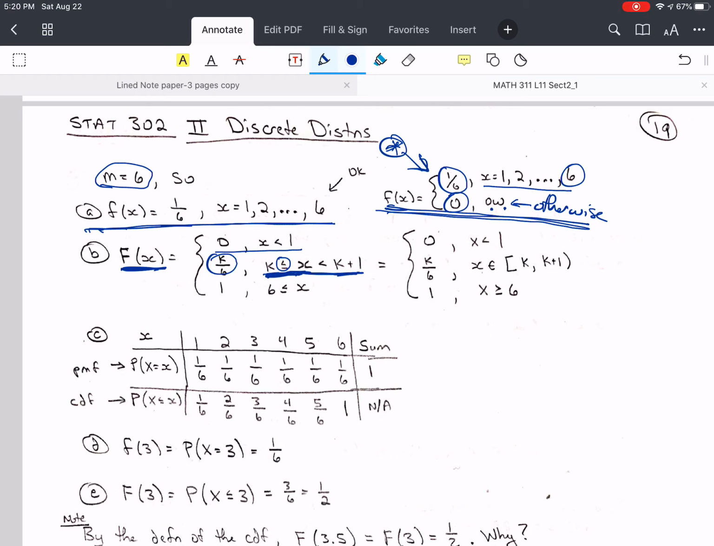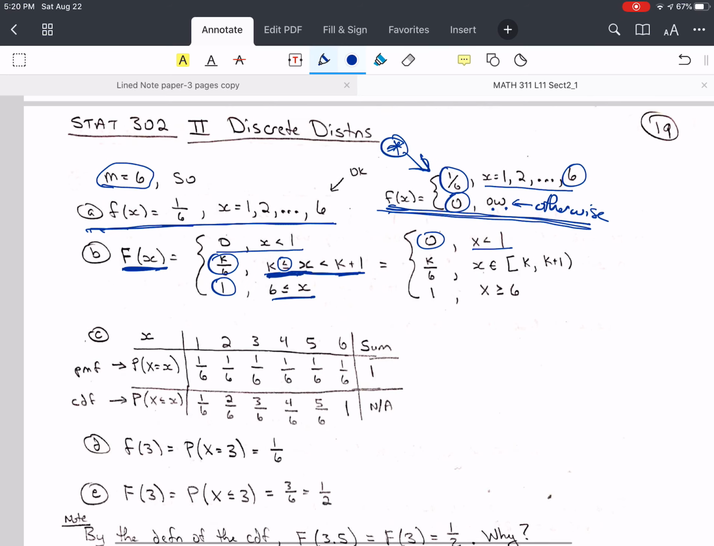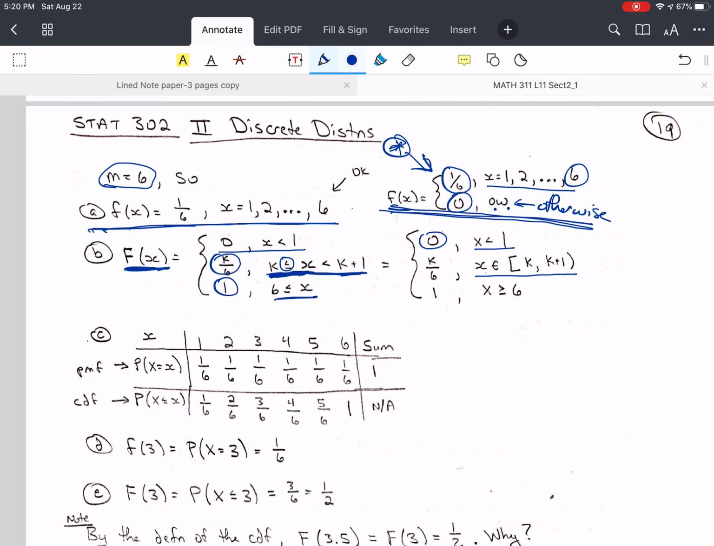And if x is greater than or equal to 6, then the CDF is 1. You can also write this as 0 when x is less than 1, and you can use an interval over here. So a closed interval and an open interval. Closed end, and an open end of the interval. And pretty much the same.